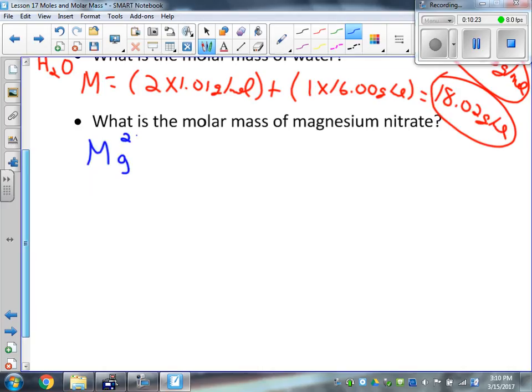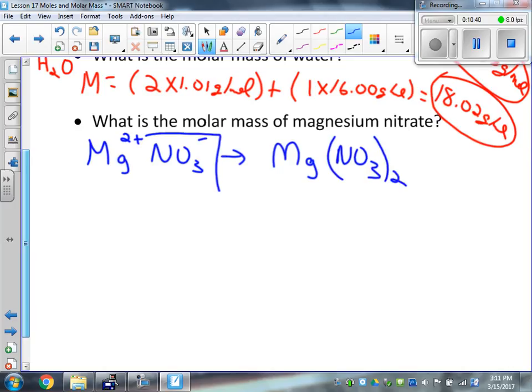Magnesium is a 2+, nitrate is a 1-. You'll find that in the top left. You need to swap, drop, and reduce. So therefore, you will get Mg(NO3)2. The 2 comes over and down, brackets. The 1 comes over and down, don't need brackets. Okay? Good? That's what you need to have. Okay?